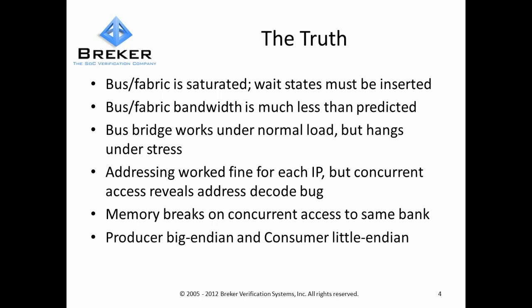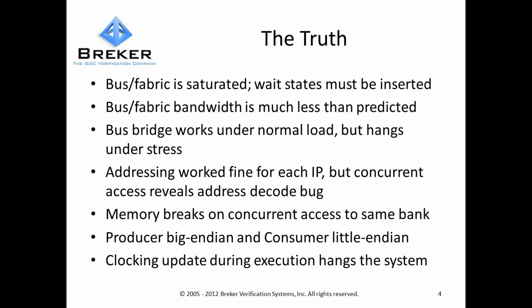One of my favorites. Hey, we plugged together two IPs, each of them worked fine. When we tried to put them in a producer-consumer scenario in software, only then did we realize, oh, wait a minute, one's talking big endian, one's talking little endian. Big problem. We've tested the clocking subsystem to death. It all works. Unfortunately, if you update the clocking system while the IP is executing, the system hangs.